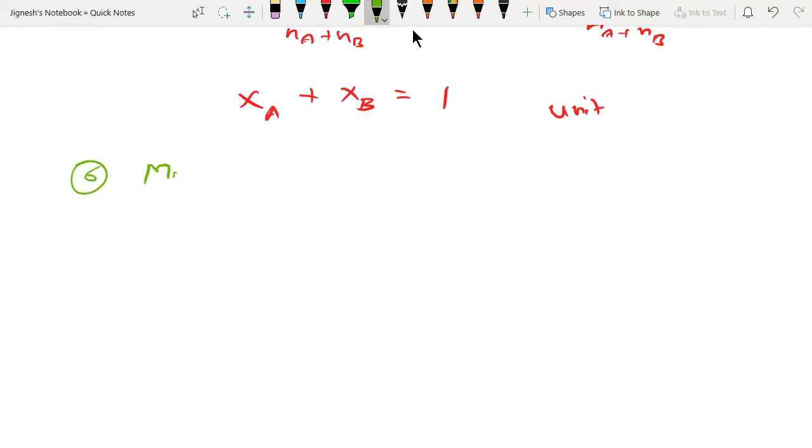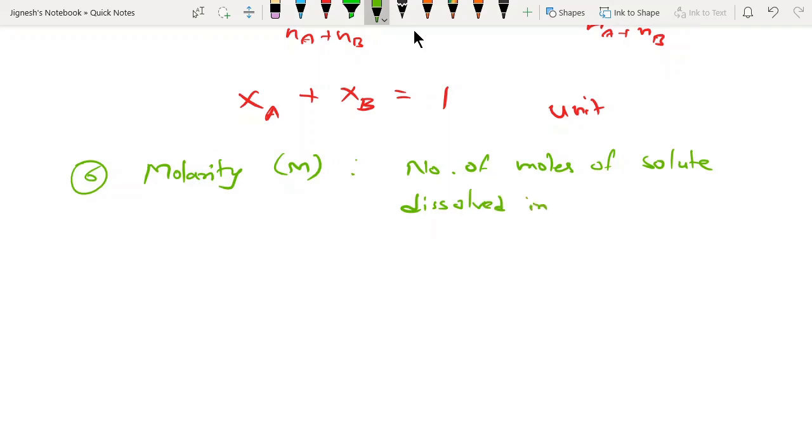What is molarity? Molarity is denoted by capital M. Last year in 11th standard we have studied this. Molarity means number of moles of solute dissolved in 1 liter of solution. Okay, so we have defined this, now let us learn to derive the formula of molarity today.